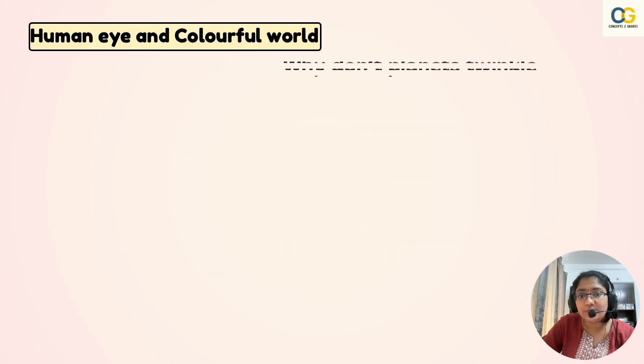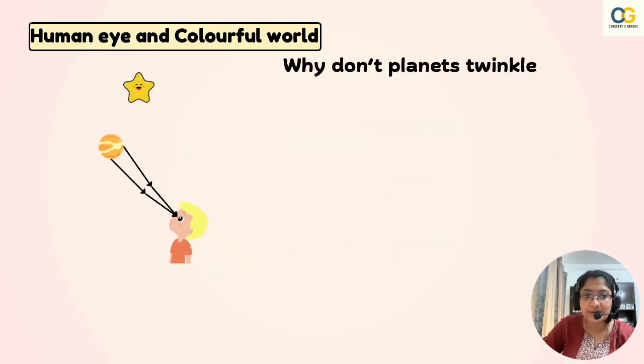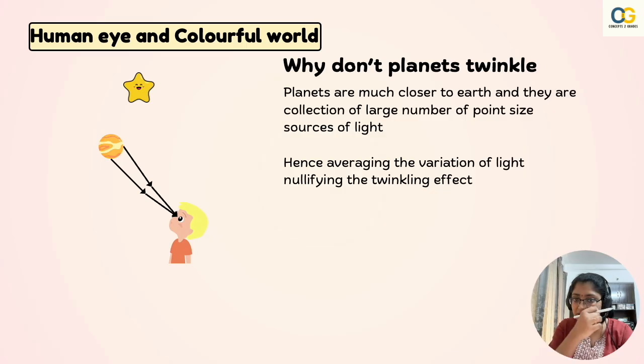But why don't planets twinkle? Because planets are much closer to Earth, and they are a collection of large sources of light. So there's not just one source of light. Multiple sources of light come, and the net refraction becomes zero, and it nullifies the twinkling effect. So you see the planet only at one place. Because it's much closer, the amount of refraction it undergoes is also much less.